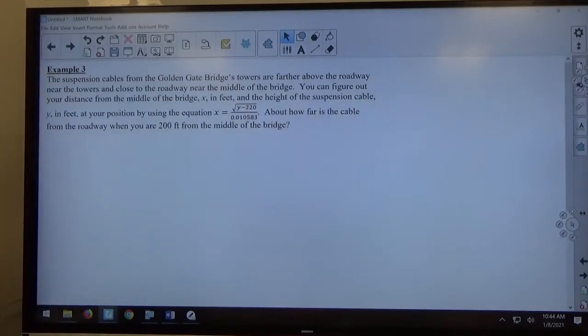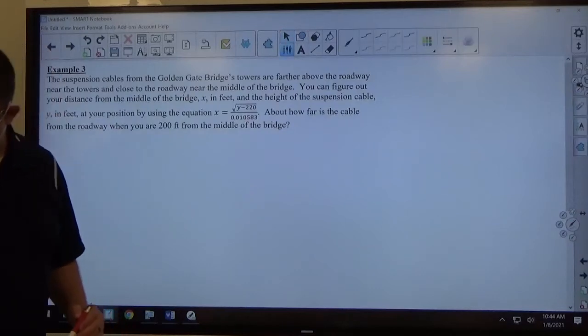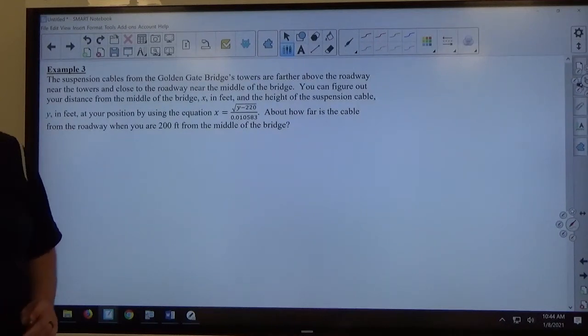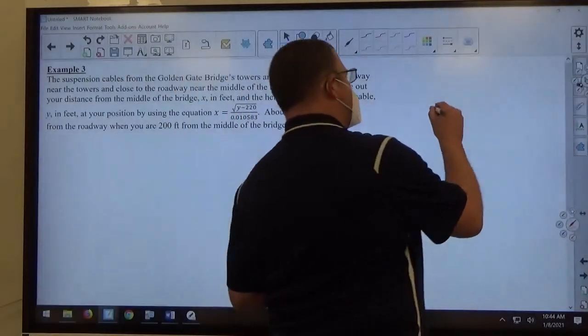All right, the suspension cables from the Golden Gate Bridge's towers are farther above the roadway near the towers and close to the roadway near the middle of the bridge. You can see a picture in your book of this if you want to. It's on page 264. If you don't want to look at your book, let me just give you a basic look.